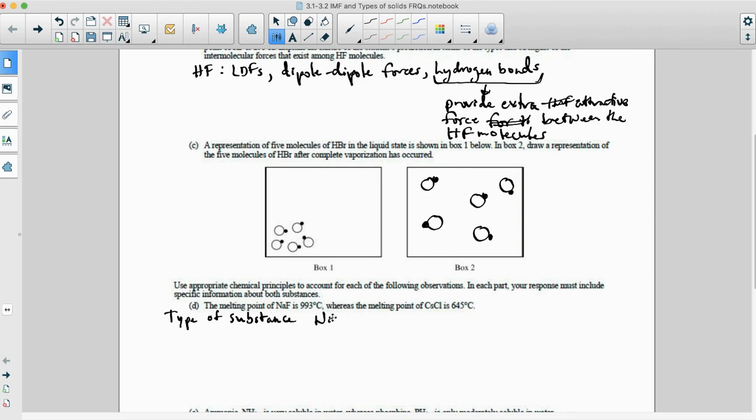For NaF and CsCl, NaF, we have a metal and non-metal. Okay, this is ionic. CsCl is also ionic. Oh, guess what? We're not going to use intermolecular forces to justify this response because we have ionic compounds. So now we're talking about the melting of these ionic compounds. We need to think about lattice energy, okay, and Coulomb's law.